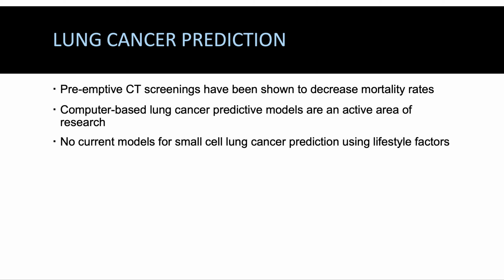Indeed, it has been shown that preemptive screenings for lung cancer using CT scans decrease the lung cancer mortality rate by around 20%. While physical screenings are great, they can be expensive, and so there also have been consistent efforts in the building of computer-based predictive models for lung cancer incidence. Using these computer-based systems, individuals at a high risk of lung cancer are able to be identified by the model and given priority for physical screens.